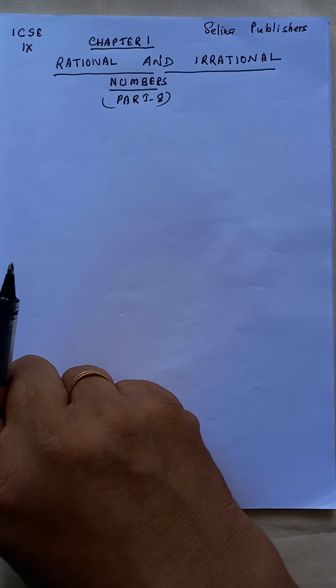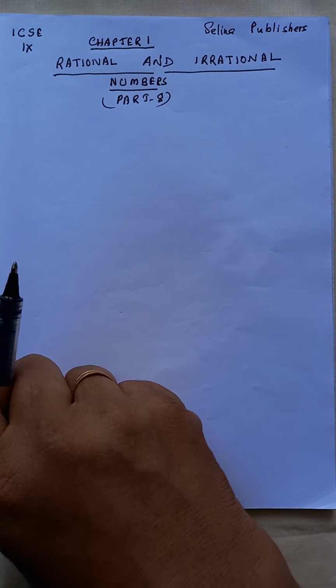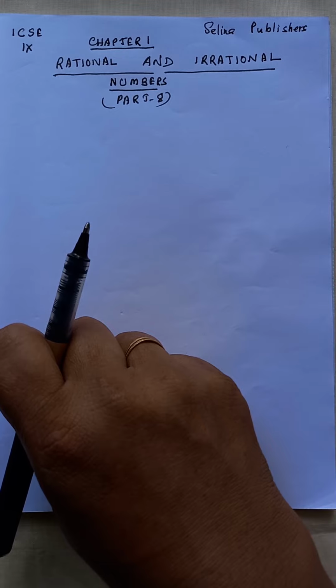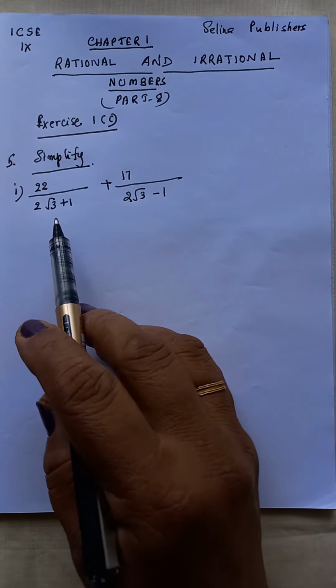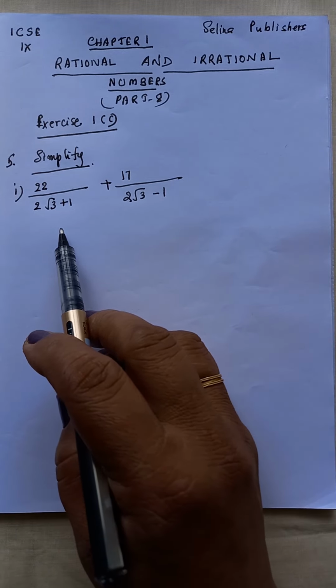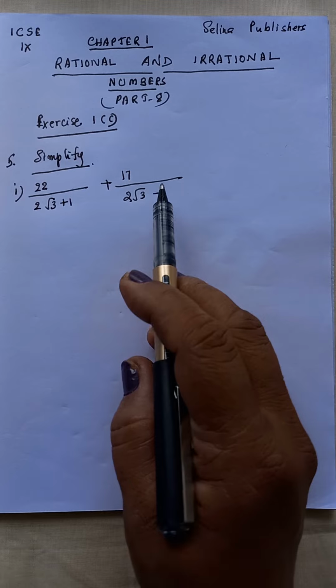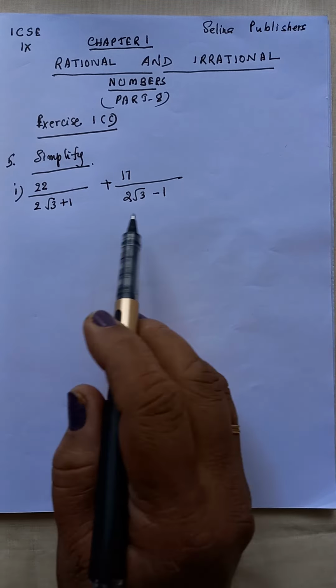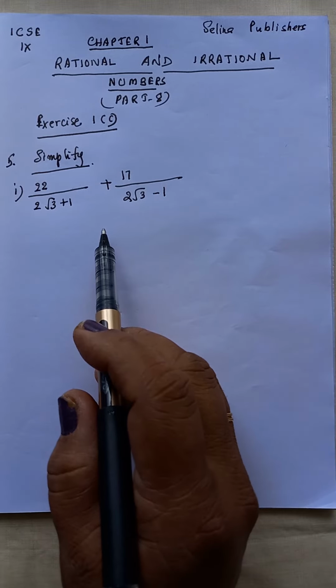Today we will solve question number 5 onwards in exercise 1C in rational and irrational numbers. So let us start. Fifth question is simplify. In that the first sub question is 22 by 2 root 3 plus 1 plus 17 by 2 root 3 minus 1. Here roots are there in the denominator, so let us rationalize.